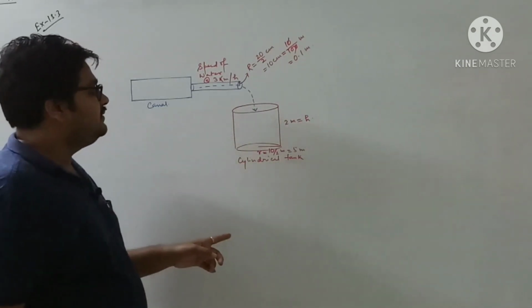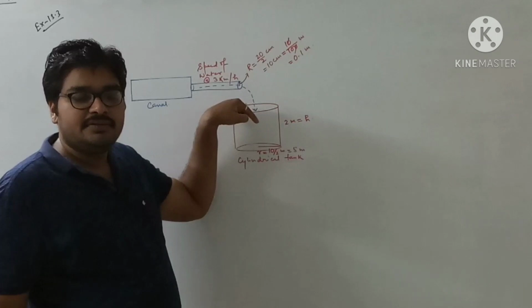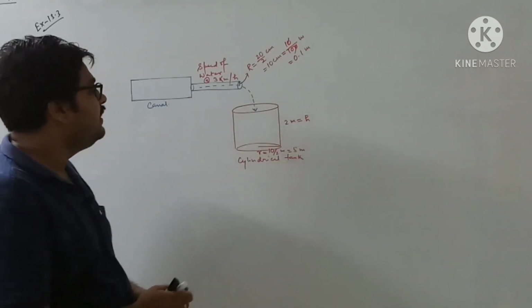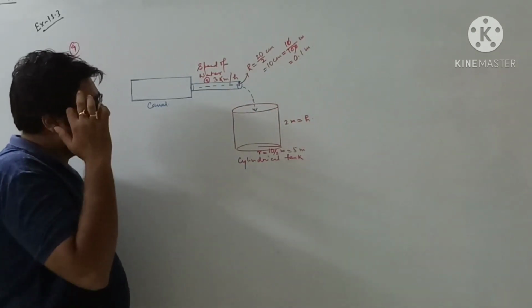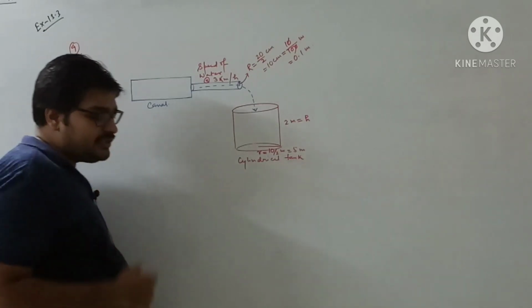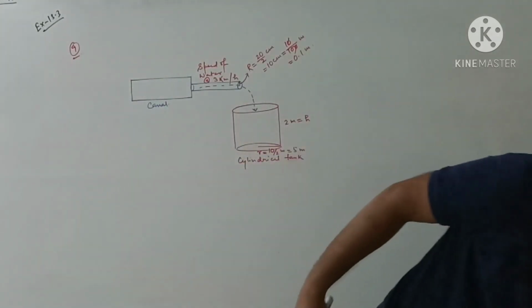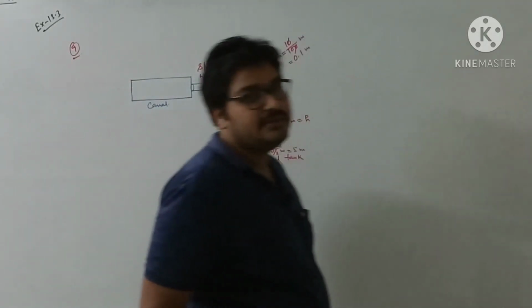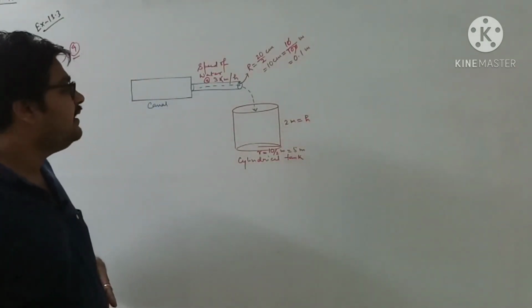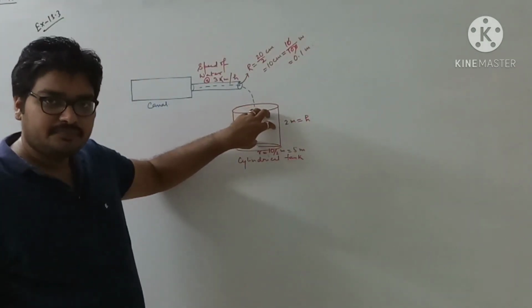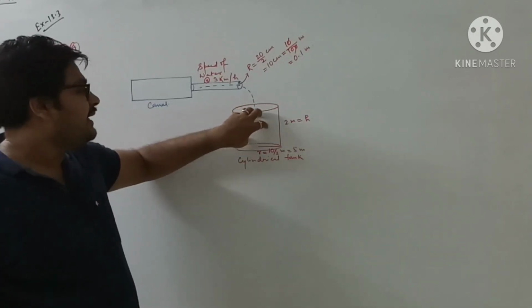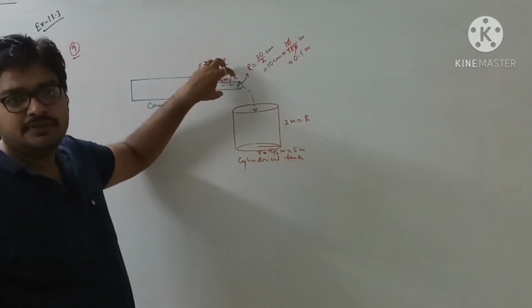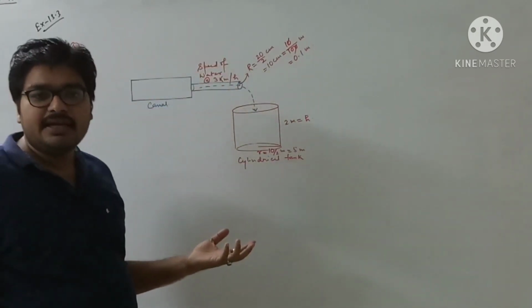That water is coming here. Okay. So the question is, how much time is required? Because what is the question? How much time will it take to fill the tank? Now I find out the volume of the tank. If I divide the volume of the tank by this volume, then I get how much time is required.